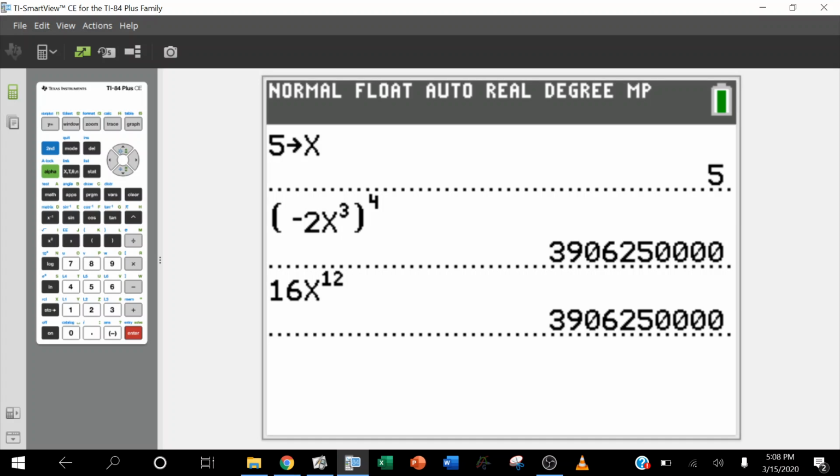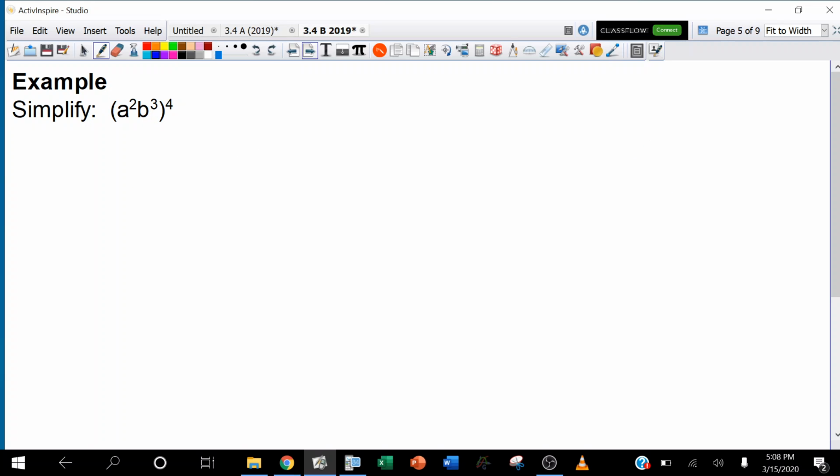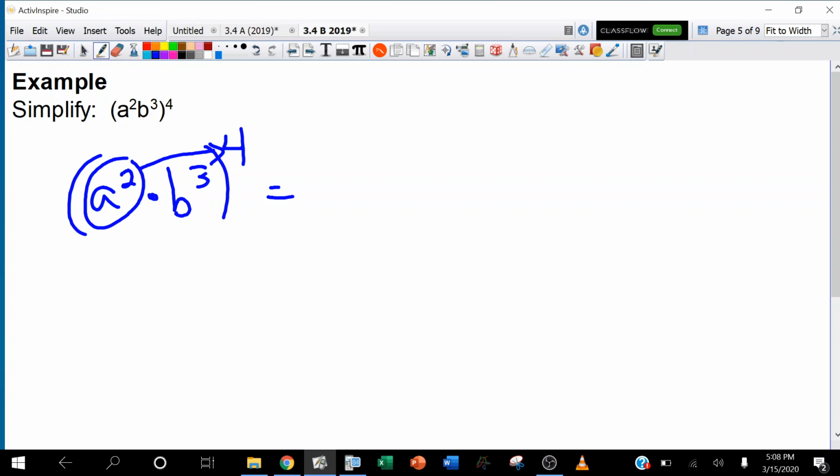So that's just something you can do in your calculator to check your answers when you get to the end for something like that. Some other types of examples involve multiple variables. So once again, a squared b cubed really means a squared times b cubed, and I'm going to take each of those terms to the 4th power. First I'm going to start with a squared to the 4th power. And then I have b cubed to the 4th power.